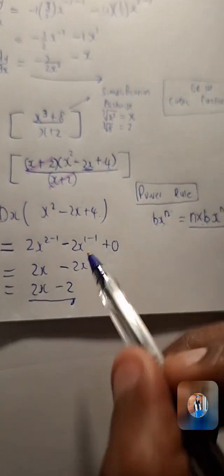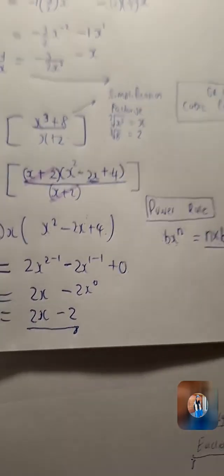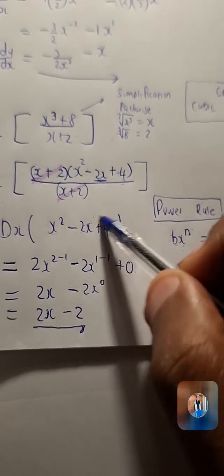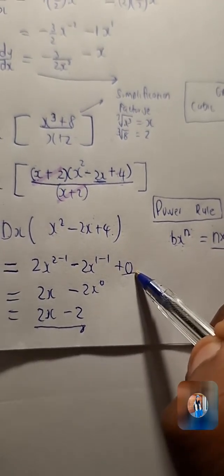Then there's a rule in differentiation that says the derivative of a constant number, and by constant number I mean a number that has no variable, is always going to give me 0.